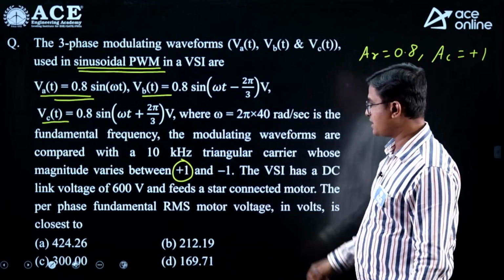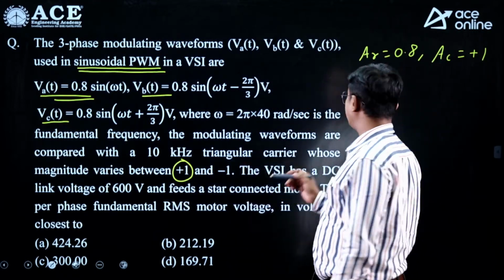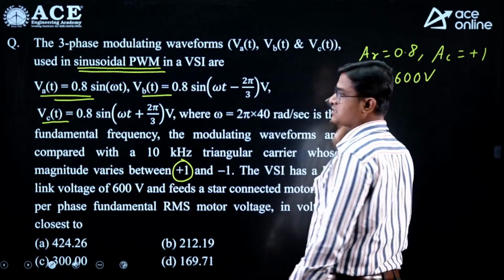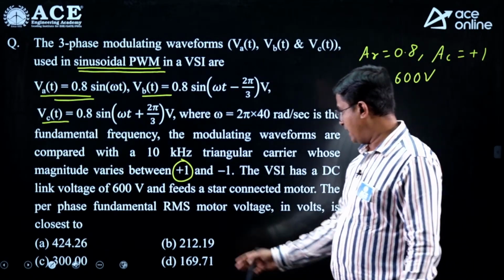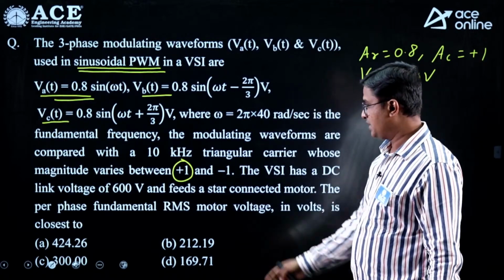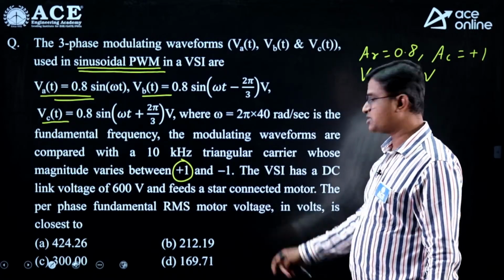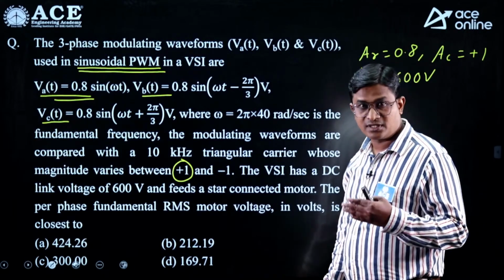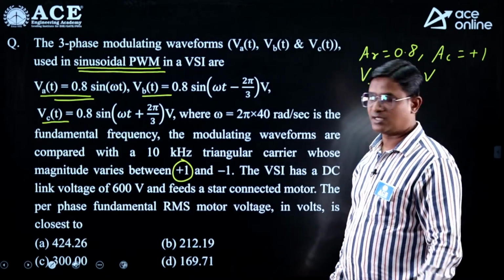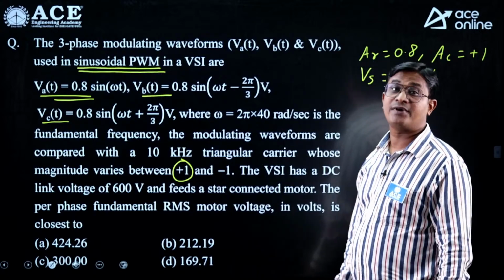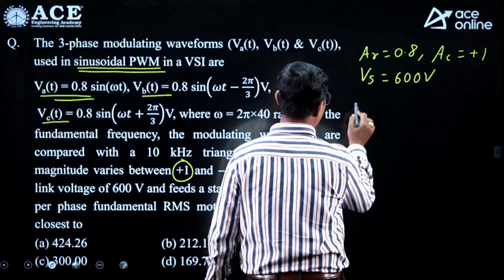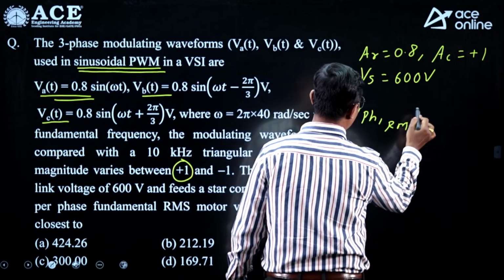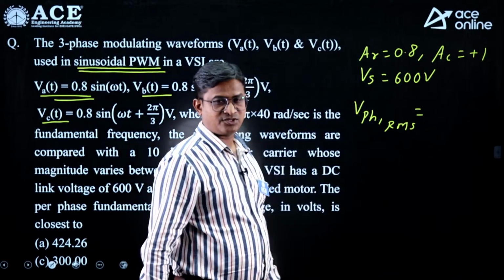Next, the VSI has a DC link voltage, that is Vs, the input DC voltage, of 600 volt, right? And it feeds a star connected motor. The per phase fundamental RMS motor voltage for sinusoidal PWM used for a three phase inverter: what is the RMS value of the fundamental phase voltage? So here they are asking VPH1 RMS.